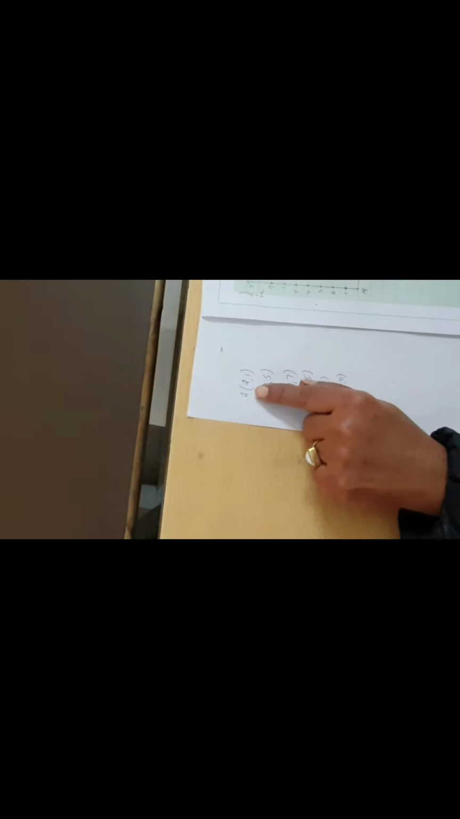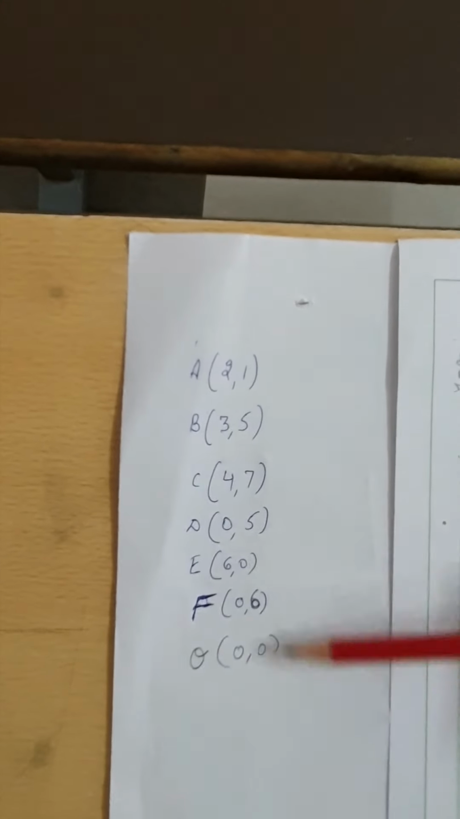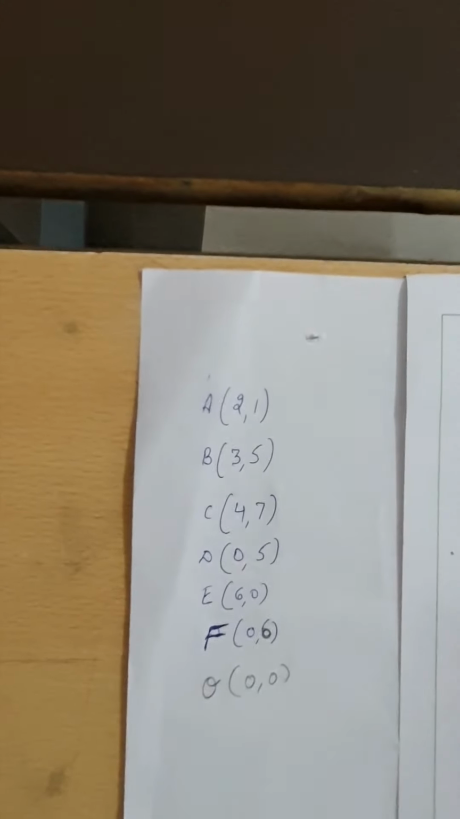Plot these points on the actual graph so that you can understand better how we are going to plot these points. Now I have taken a few points here. Point A is having the coordinates 2 and 1. Point B is having the coordinates 3 and 5. Point C is having the coordinates 4 and 7. Now we have a few points here which we are going to plot on the actual graph.